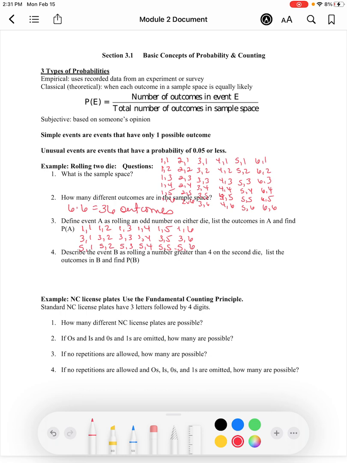All of the odds on the second die that I don't have accounted for yet would be 2, 1, 2, 3, 2, 5, 4, 1, 4, 3, 4, 5, and 6, 1, 6, 3, and 6, 5. So 3, 6, 9, 12, 15, 18, 21, 24, 27 outcomes. So the probability would be 27 out of 36, which reduces to 3/4 or 0.75.